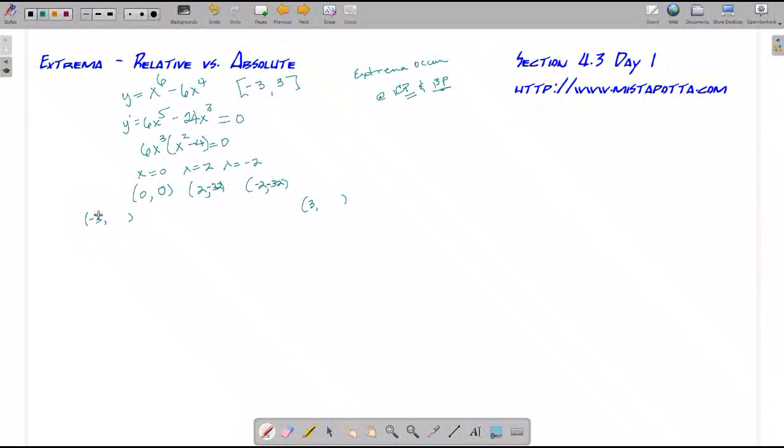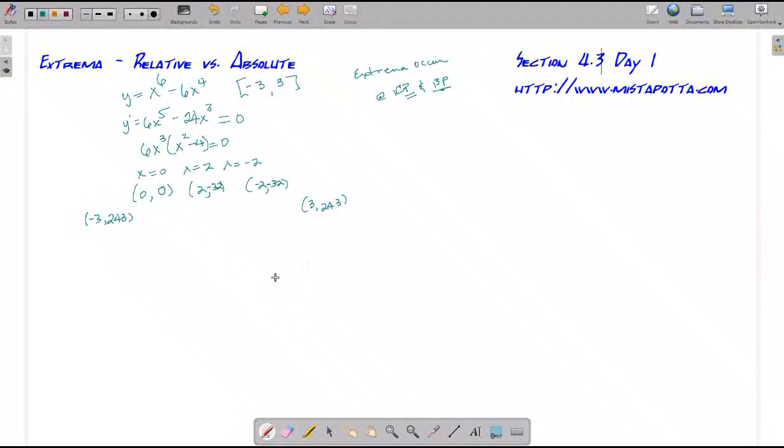And when I take 81 times 6, I get 486. And when I take 3 to the 6, which is 729, and I subtract this 486, I end up with 243. I know, behold the power of calculators. And because this is an even function, again, I end up with 243.